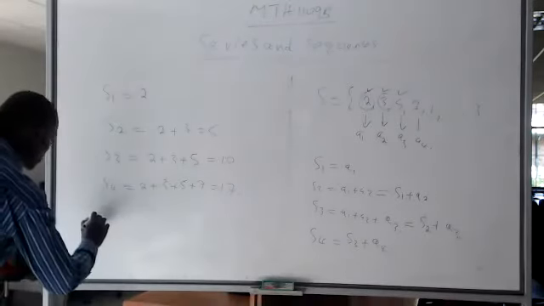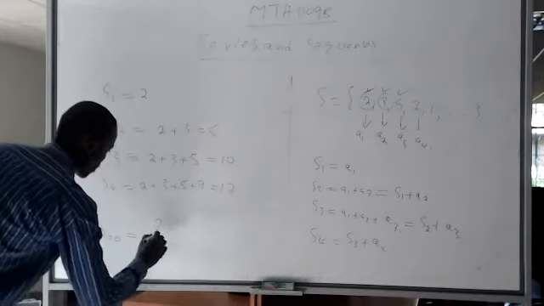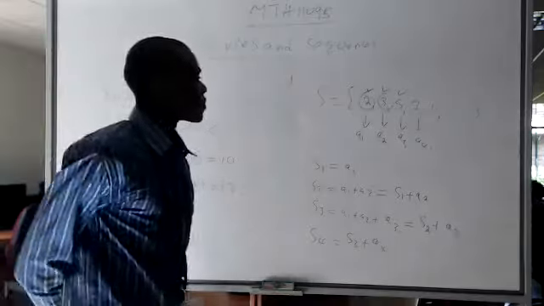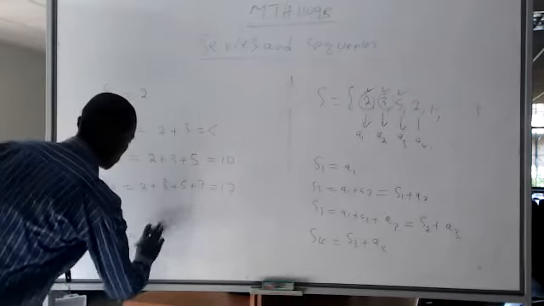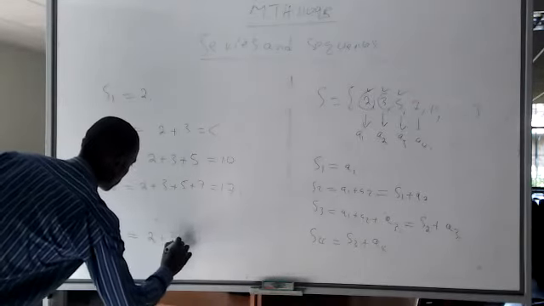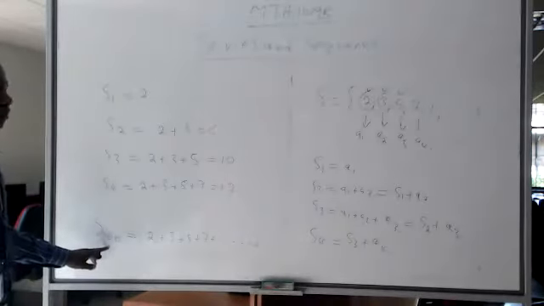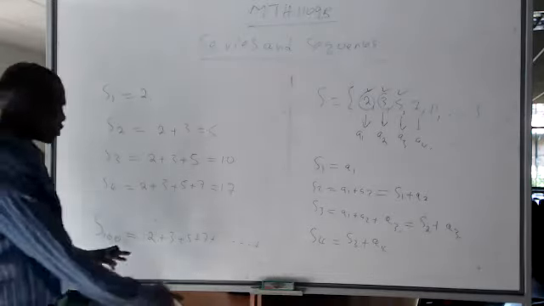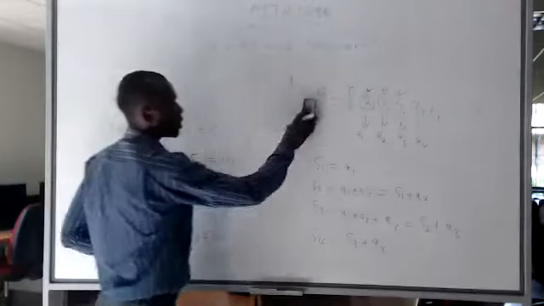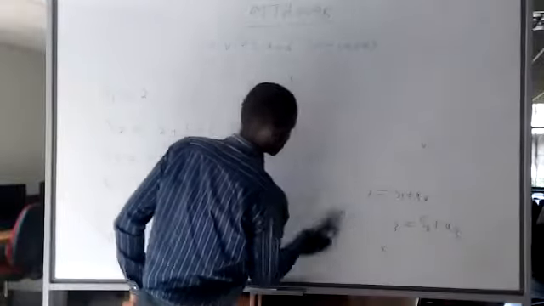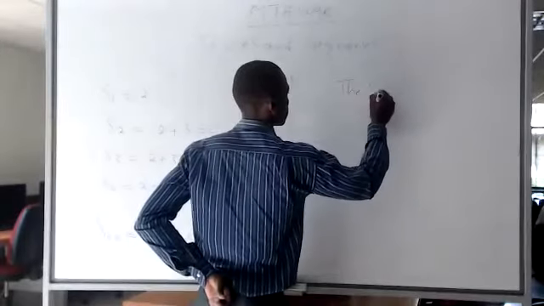Suppose we want to find S100. How would you proceed? Of course, you know this should be 2 plus 3 plus 5 plus 7. You add up the first 100 prime numbers. But at times it will be so hectic to write 100 terms with this summation. So I want to introduce a summation symbol. Sigma notation.